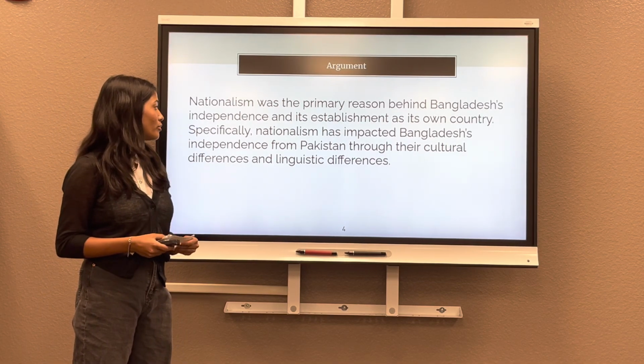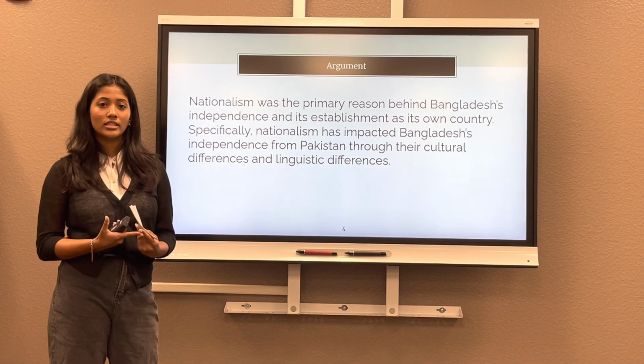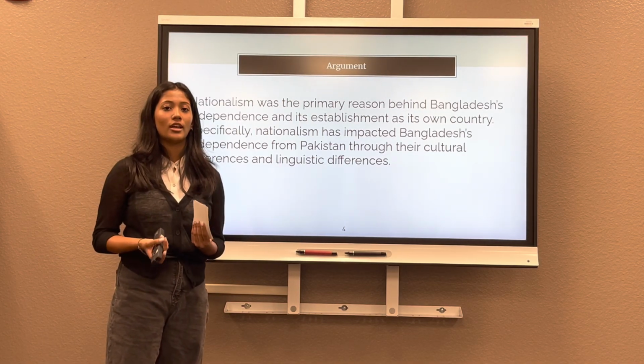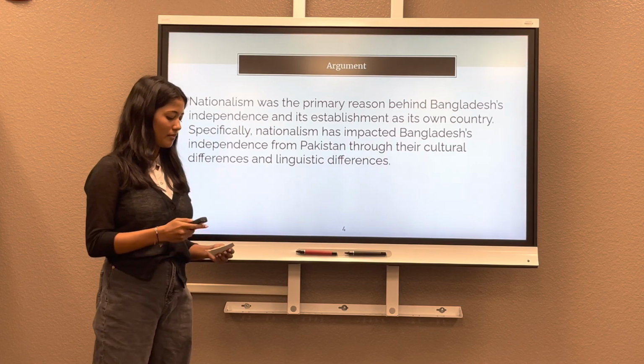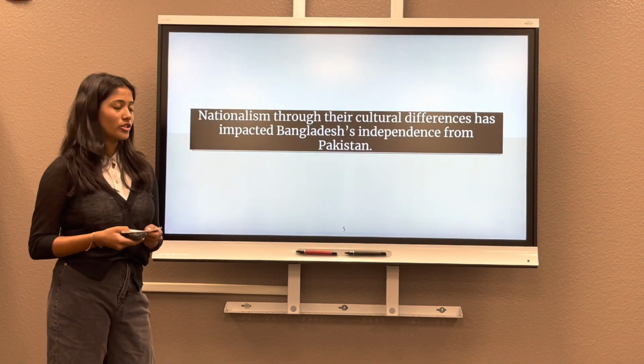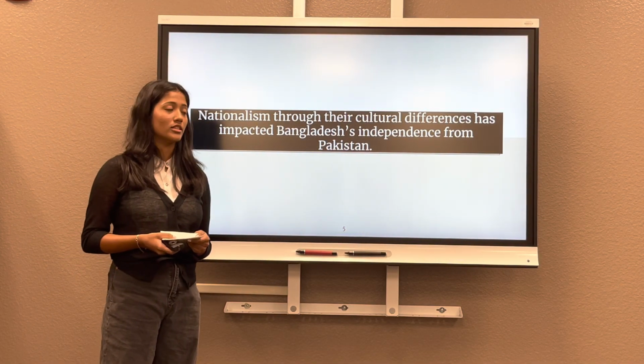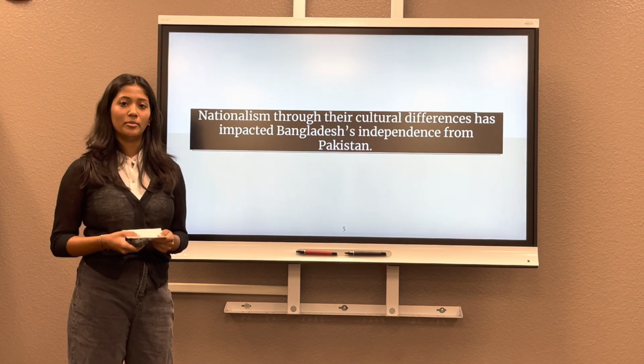Nationalism, through cultural differences and linguistic differences, helped establish Bangladesh as its own nation. To start off, nationalism through cultural differences has impacted Bangladesh's independence from Pakistan.